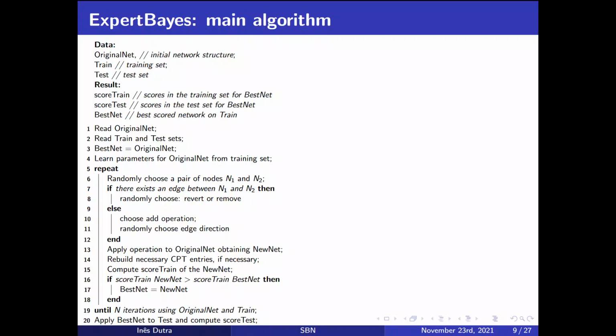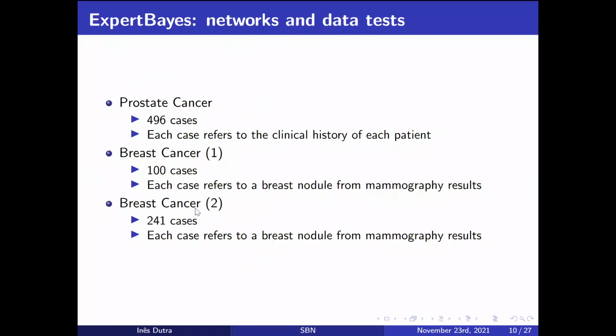So this algorithm is very simple, nothing complicated, nothing new here actually, because lots of people implement things like this. I think the detail that makes this subtly different from other models is that we are always working on the original network. We don't change the network and work on the changed network. Okay, so this is the difference. So we tested that for prostate cancer, breast cancer 1 and breast cancer 2.